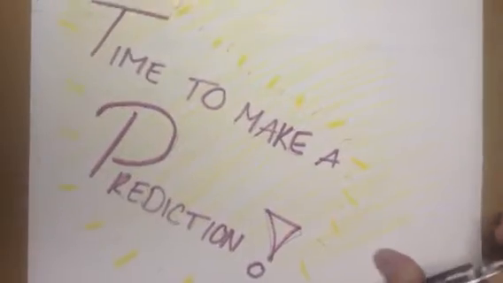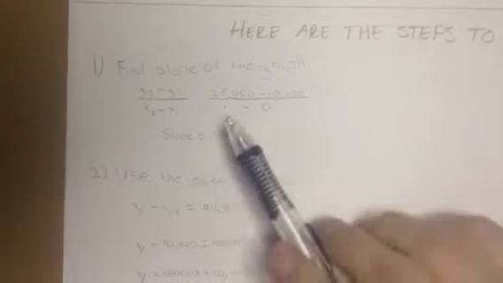So it's time to make a prediction. And the prediction is going to be made by using the point-slope form. But first, we have to find the slope of the graph. So we have to use the equation y2 minus y1 over x2 minus x1. So we take the second x minus the first x on the bottom, so 1 minus 0. Then we take the second y minus the first y on the top of this equation, so we get the slope of 15,000.